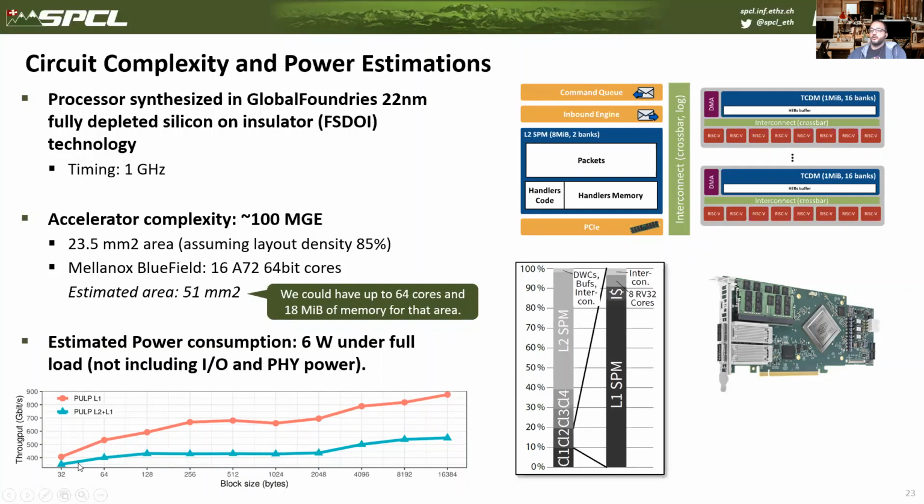So this makes this architecture a first-class candidate for implementing sPIN. Here there are 2 different versions, but details are in the paper. We can discuss them later.